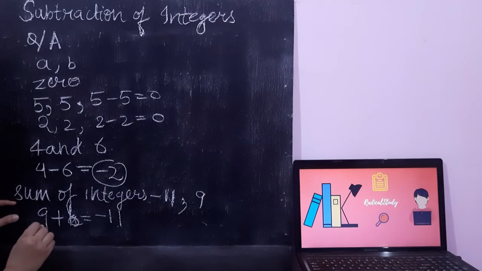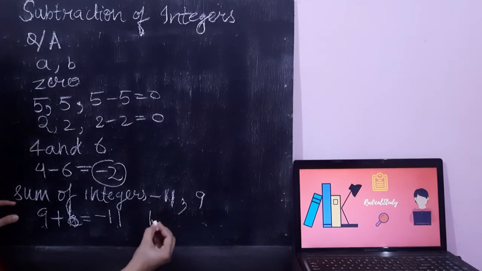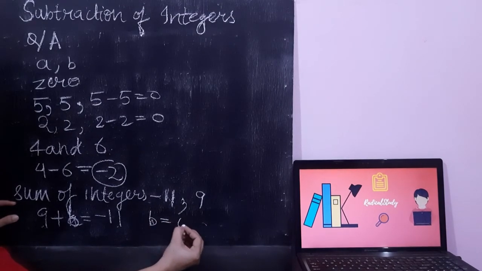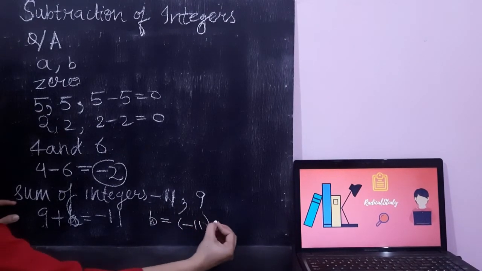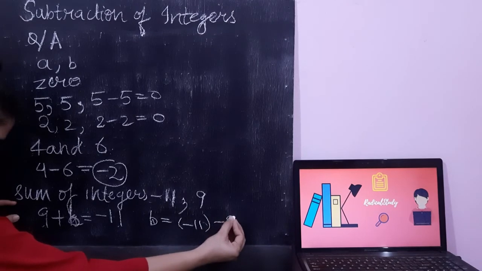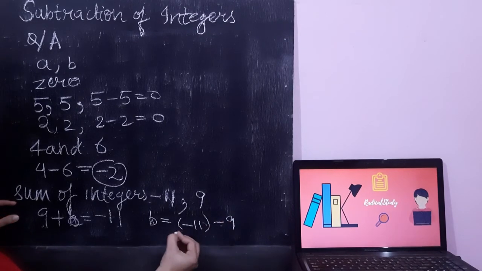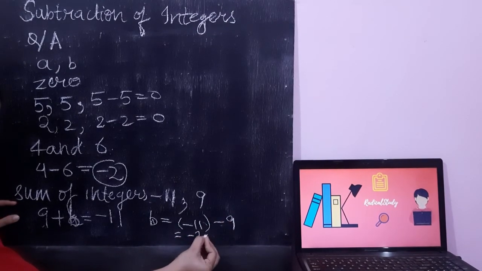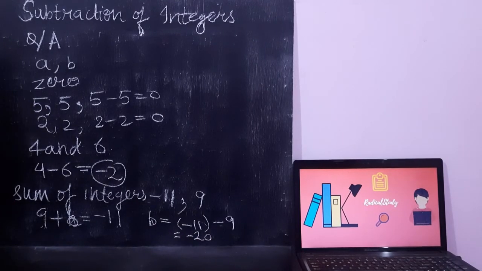So this plus 9, when it goes on that side, what will it become? b becomes minus 11 minus 9. So it will become minus 20. So this is how we solve questions.